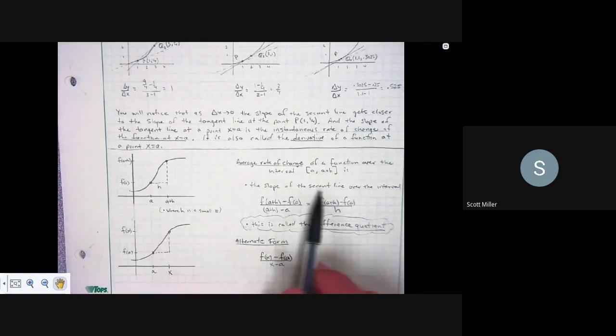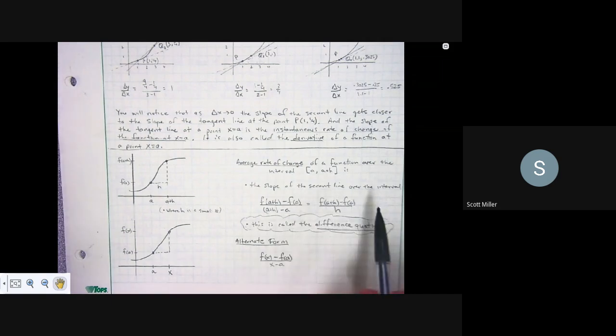The slope of the secant line over this interval then would be y2 minus y1 over x2 minus x1. And if I clean this up, I get this expression right here. And this expression is called the difference quotient. Okay, so is this. These are all called the difference quotient. You are familiar with it. It's just basically the slope formula.